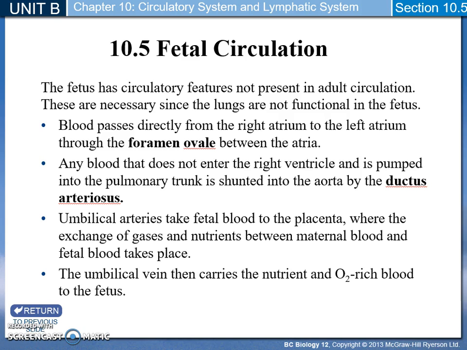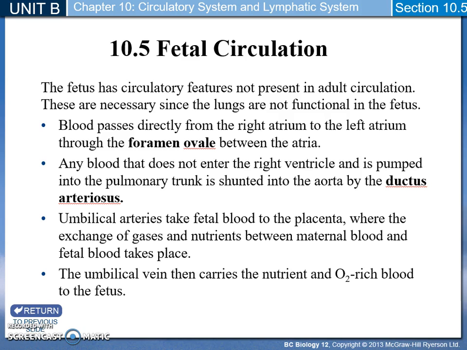But if any blood does enter into the right ventricle and is pumped into the pulmonary trunk, then it is shunted directly into the aorta by the ductus arteriosus. And so that's another way of keeping blood from flowing through the lungs, where it really doesn't need to go before birth. So you have those two structures, the foramen ovale and the ductus arteriosus. And after birth, generally speaking, the ductus arteriosus just simply disappears. And as we mentioned, the foramen ovale closes up.